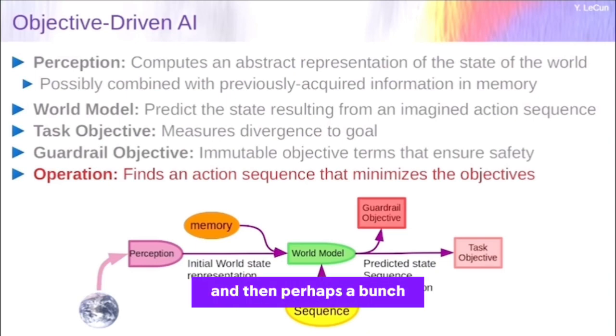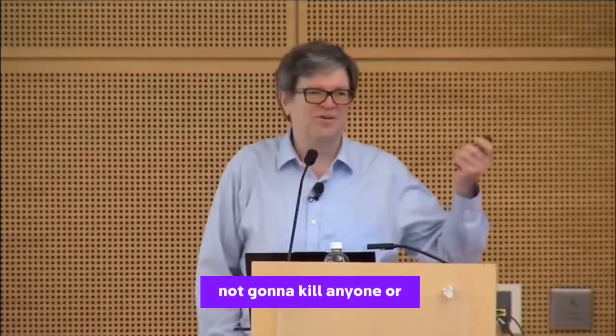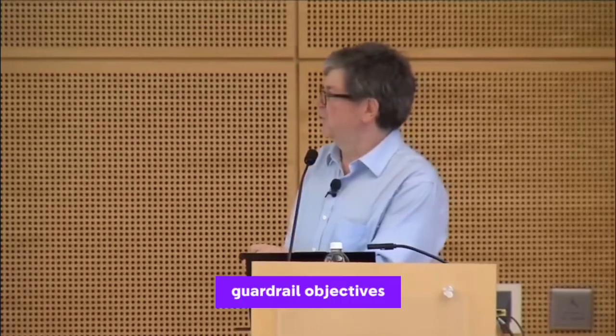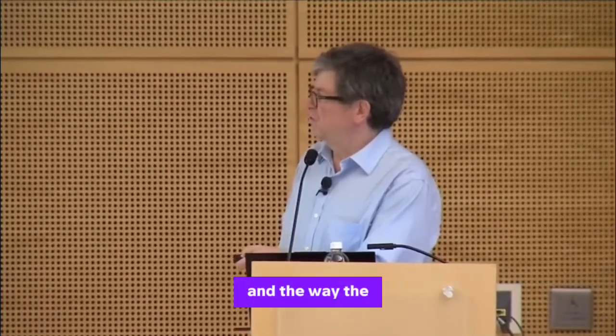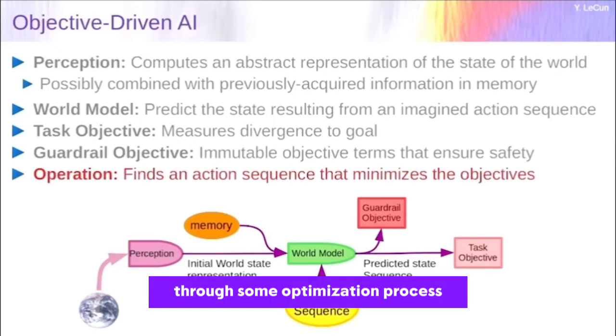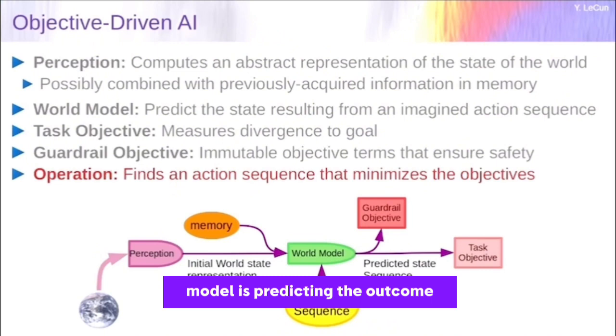And then perhaps a bunch of other costs that are guardrails. So things that guarantee that whatever action the system takes is not going to kill anyone or destroy the machine or whatever, right? Guardrail objectives. And the way the system operates is that through some optimization process, it tries to figure out what action sequence will optimize those guardrails given that the world model is predicting the outcome. Okay, so that's an optimization process.